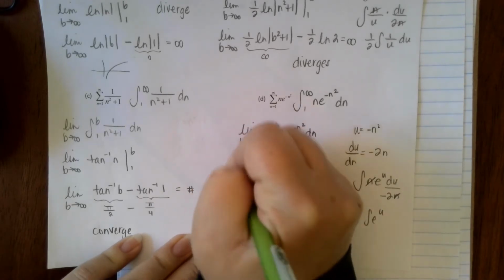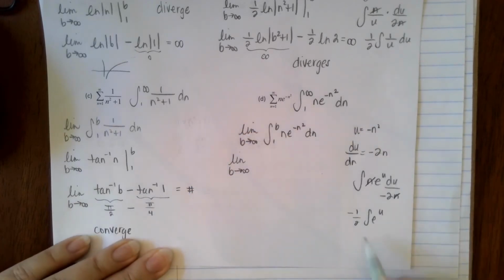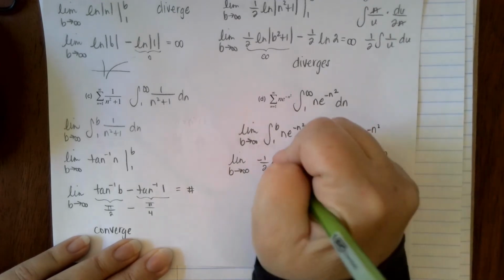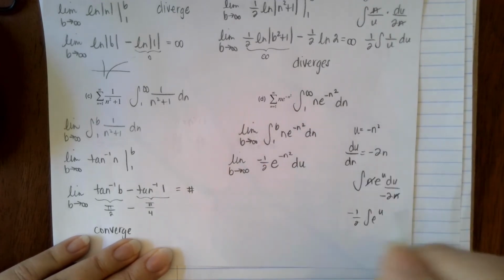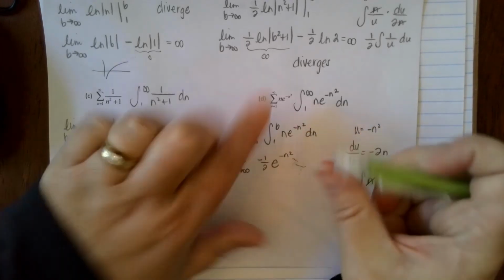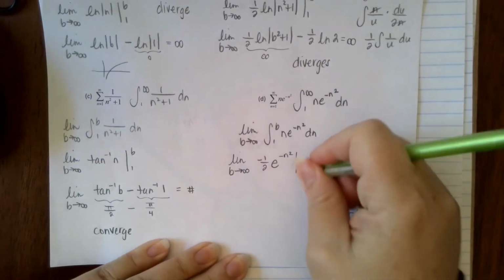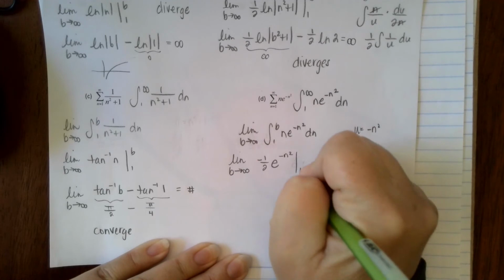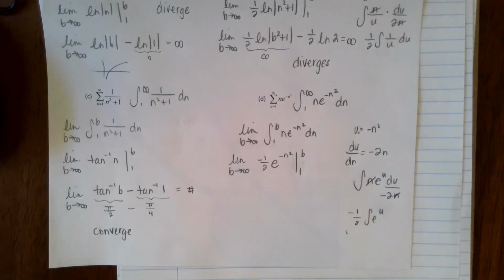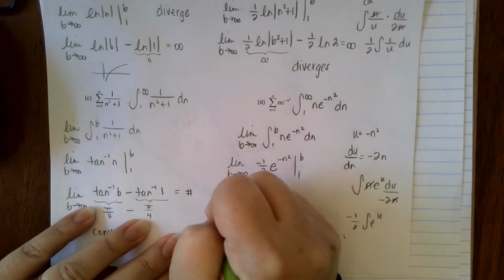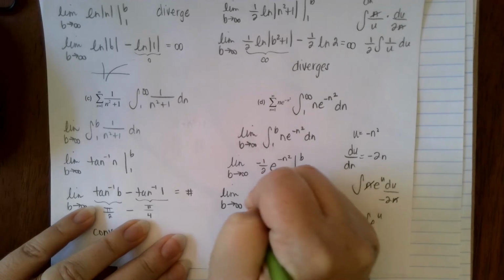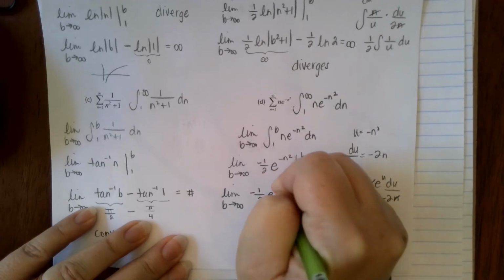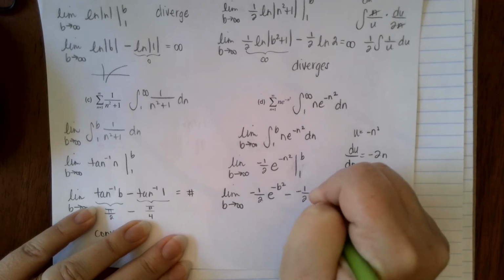All right, so limit as b approaches infinity of negative 1/2 e to the u, because the integration of e to the u is e to the u. Oops, no du, we already integrated. 1 to b. So we're plugging in b and 1. So we have the limit as b approaches infinity of negative 1/2 e to the negative b squared minus a negative 1/2 e to the negative 1.